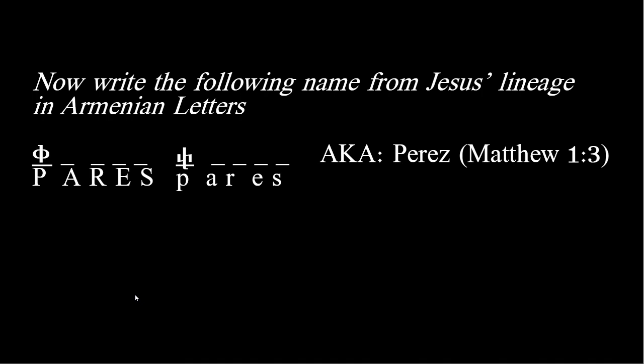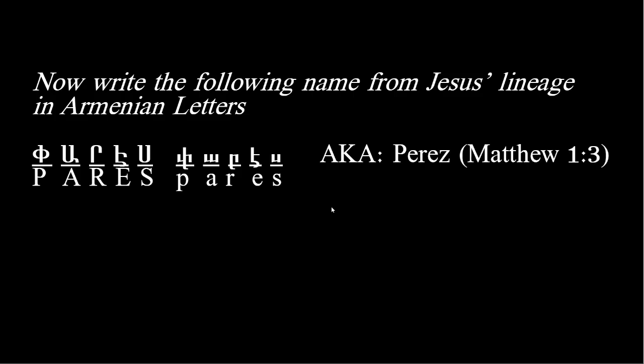Now, write the following name from Jesus' lineage in Armenian letters. Pares, also known in English as Perez. This is from Gospel of Matthew, chapter 1, verse 3. So pause the video now, and I'll show the solution in 3, 2, 1. Pares.